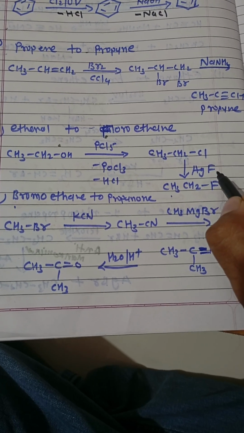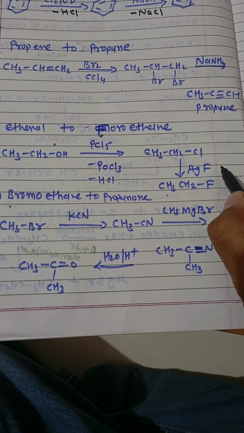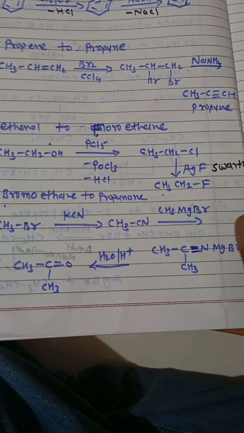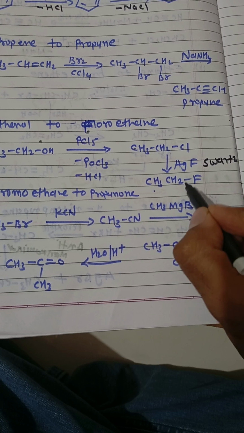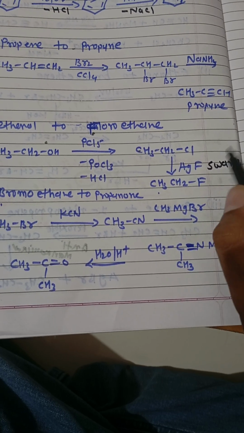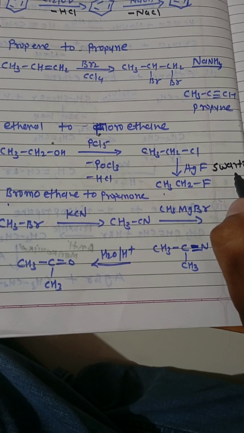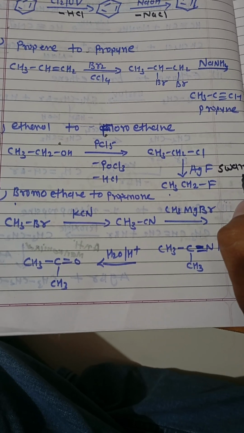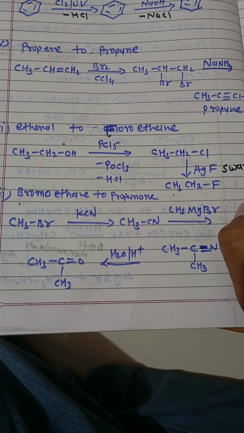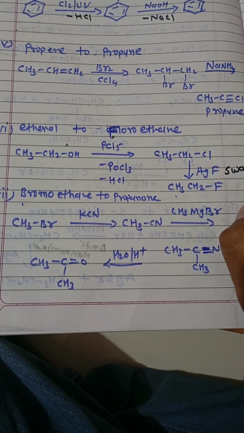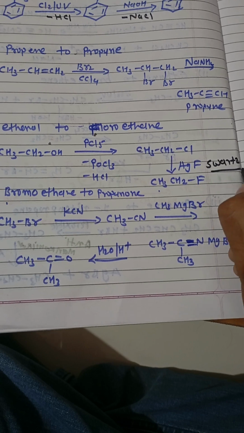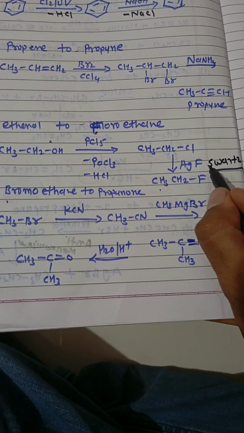This chloroethane reacts with AgF. Here the Swarts reaction happens and forms the final product, CH3CH2F, fluoroethane. Students, you know that if we attach fluorine in a particular haloalkane, we use the Swarts reaction. So I mention here that this is the Swarts reaction. Here the reagent is AgF.